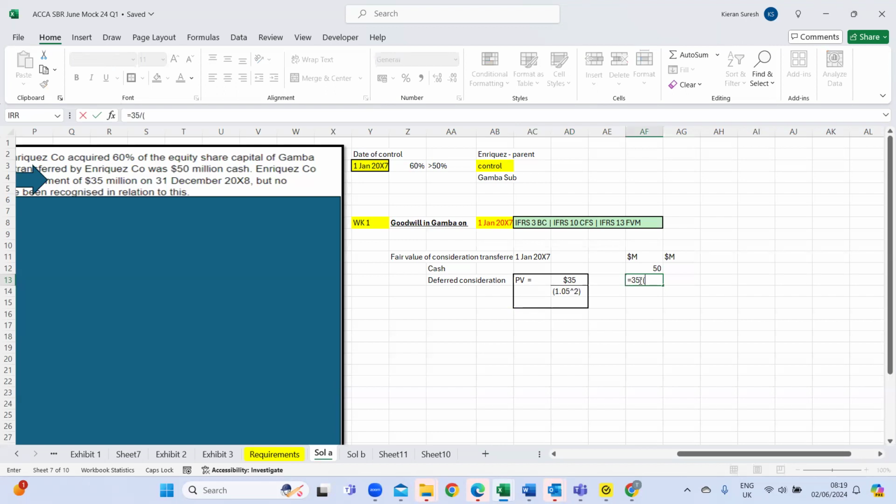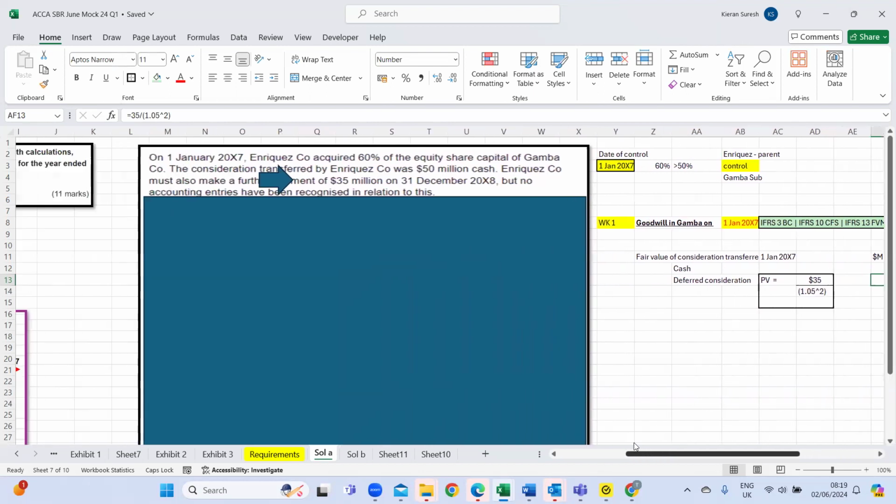divided by 1.05 to the power 2, right? So you could see the amount is equal to 31.17. I'll keep the amount, right? It's 31.17. I'll make note of this, right? That is the deferred consideration, right?